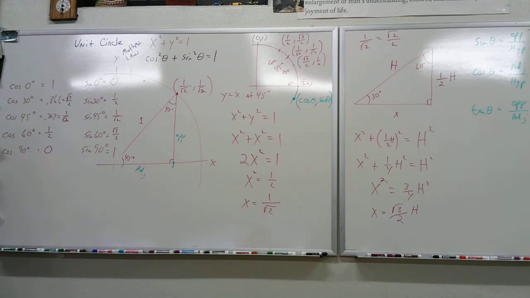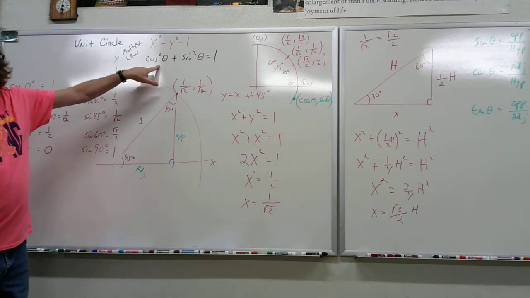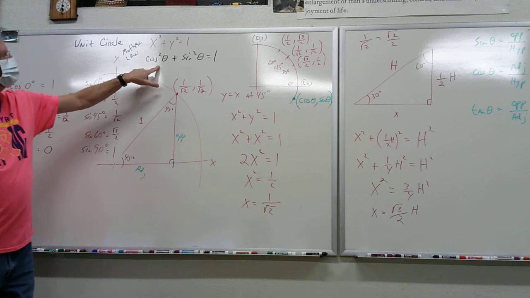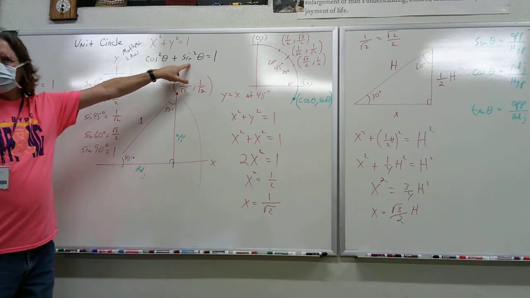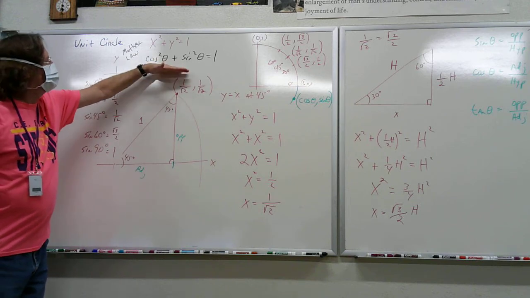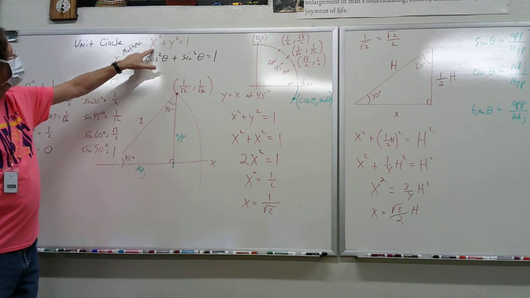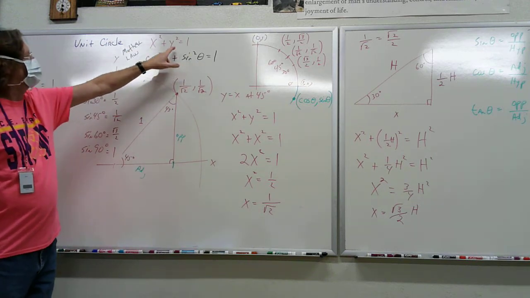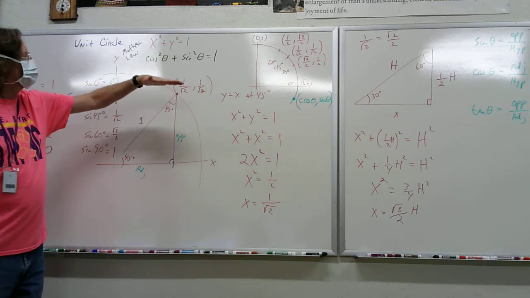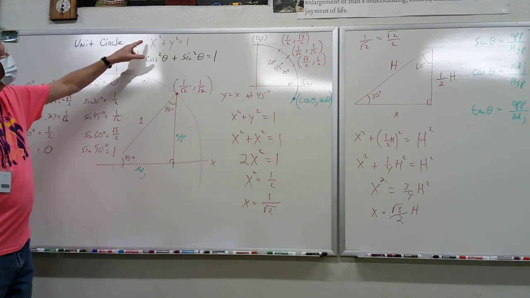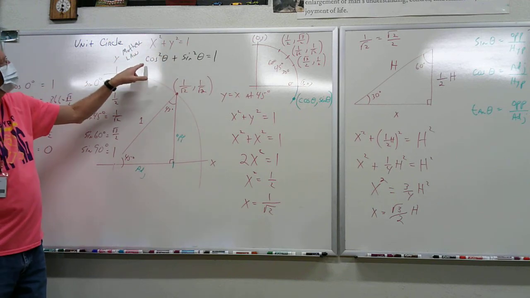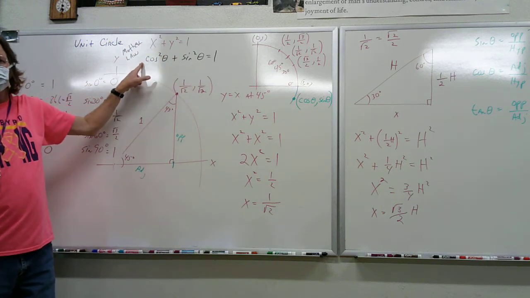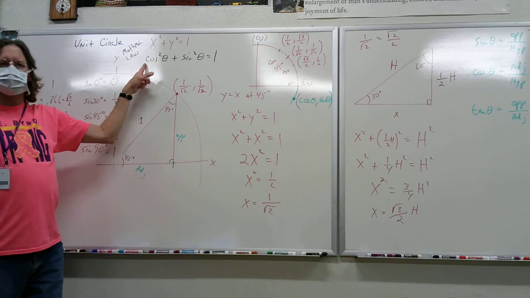x squared plus y squared equals 1. x is the cosine value, and y is the sine value. So basically the cosine of theta is the x value, the sine of theta is the what? Y value. So this mother law is just taking what you know from algebra, combining it with geometry to make the first trig law. And that's your first trig law.